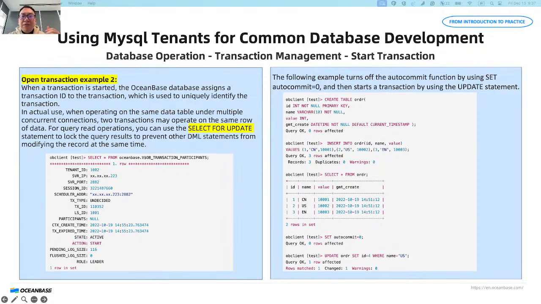When operating on the same table with multiple concurrent connections, two transactions may operate on the same row of data. For query operations, you can use the select for update statement to lock the query results to prevent other DML statements from modifying the result at the same time. We can also use a statement to check the status of the transaction.